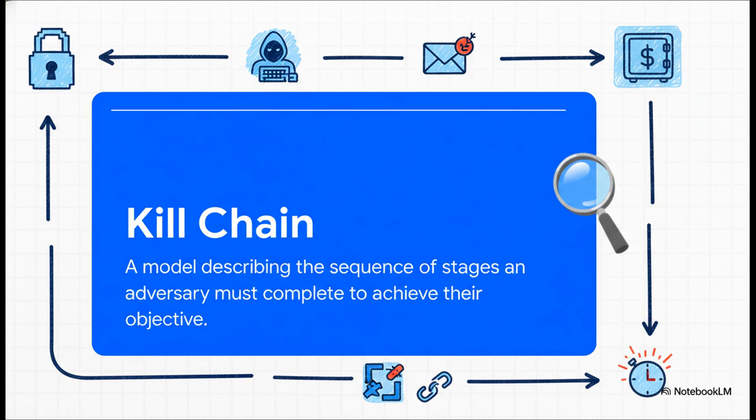So in the world of cybersecurity, this blueprint actually has a name. It's called a kill chain. It's basically a model that maps out every single step an attacker has to take to get what they want. Think of it like their project plan for a massive digital shakedown.